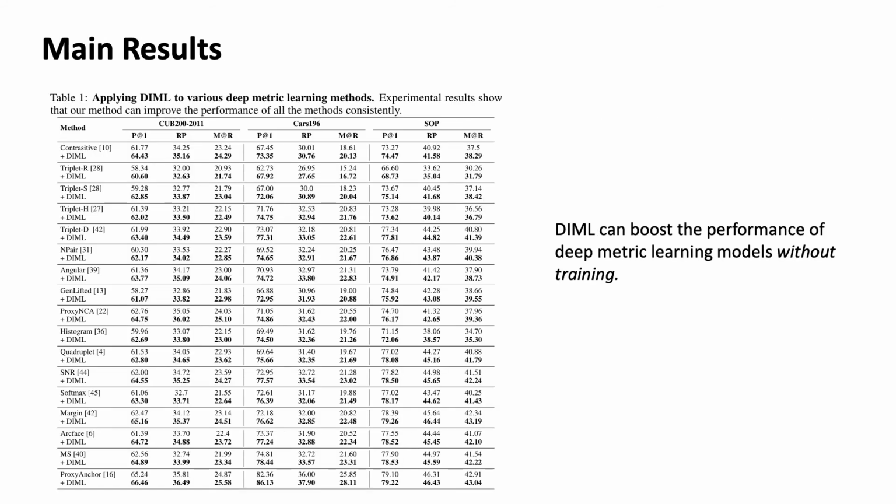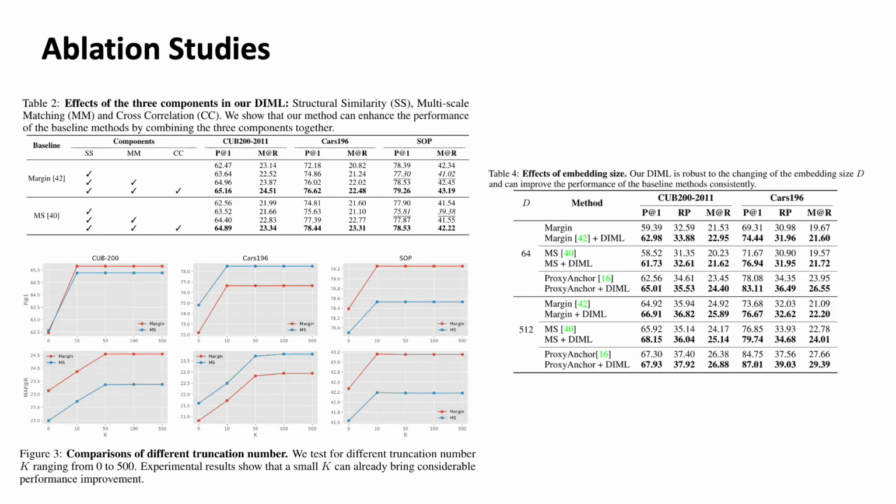We conduct experiments on three widely used datasets in the image retrieval research field: CUB, CARS, and SOP. We observe that our method can improve performance consistently without any extra training. We also include some ablation studies here. In the top left table, we show the effects of three components. We find combining all three components yields the best performances.